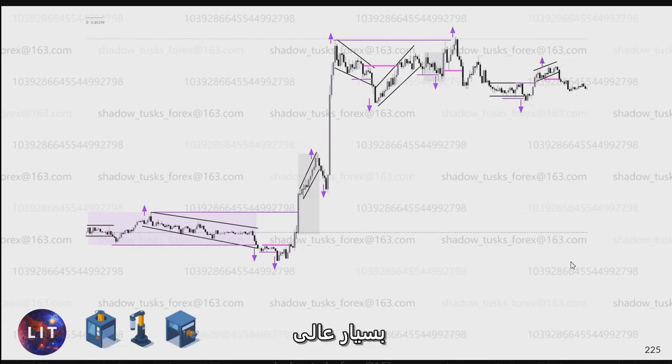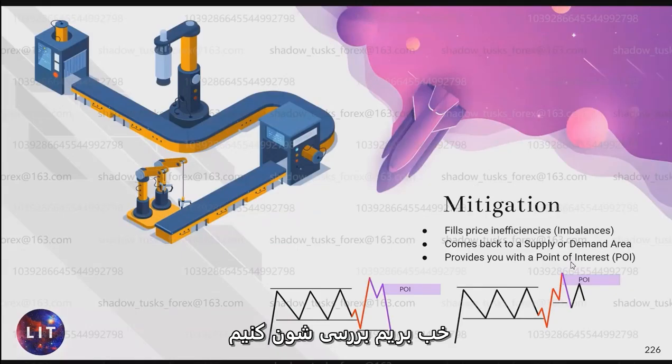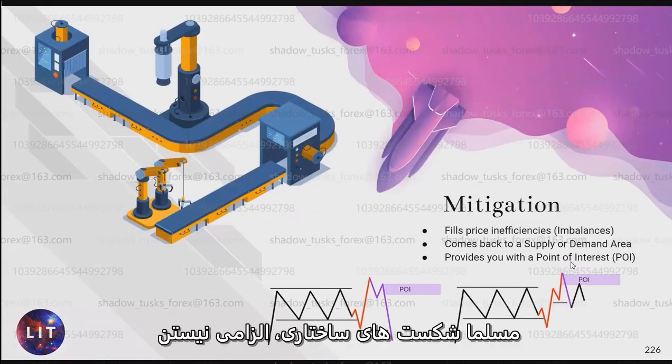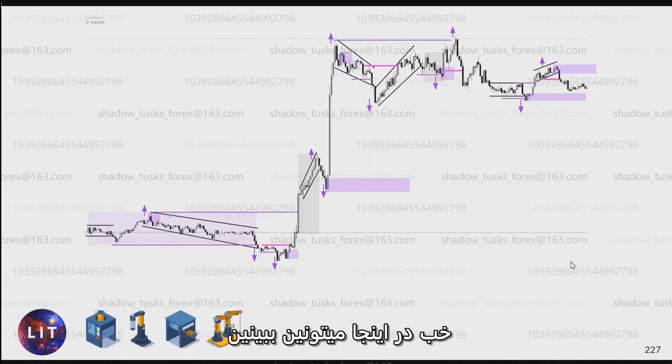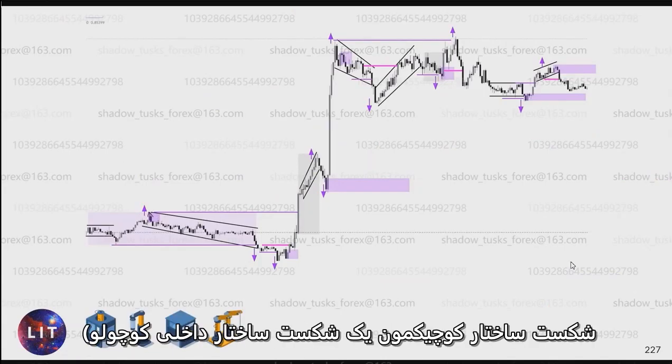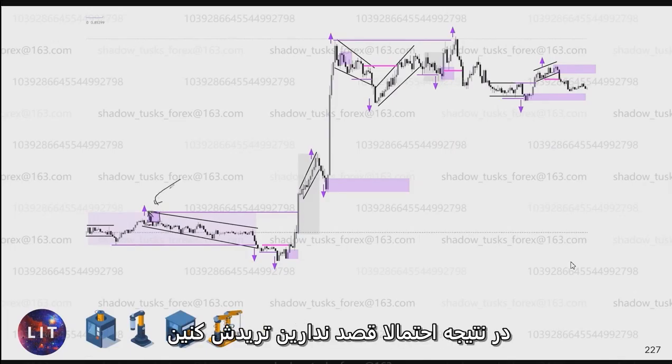Okay, perfect. Next up, we have our mitigations. So let's go over them. Obviously, the breaks of structure are not required. So let's have a little look. So here you can see we have our inducement, our mini break of structure, little internal break of structure into boom, mitigation. But again, this is Asia, so you're probably not going to be trading that.